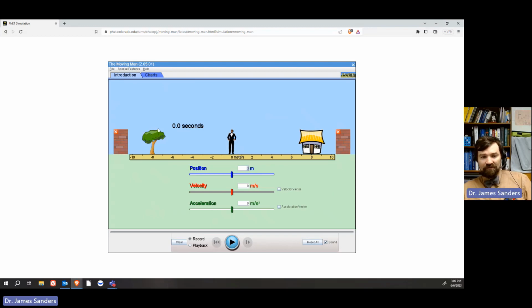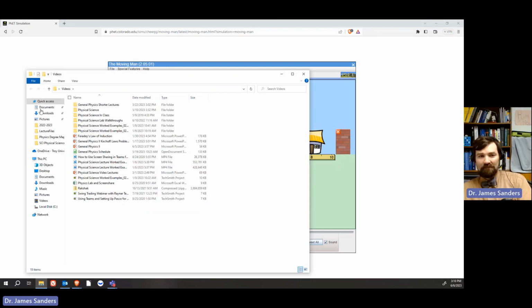Let's say that we start him off over here at this little tree. So the tree is at position -8 meters. Here we are, he's at the tree. And here's the house. Maybe I say I want to set this up in such a way that the guy gets from the tree to the house in, let's say, 4 seconds. So in some sense, this is like a challenge question: how do you get from the tree to the house in 4 seconds?